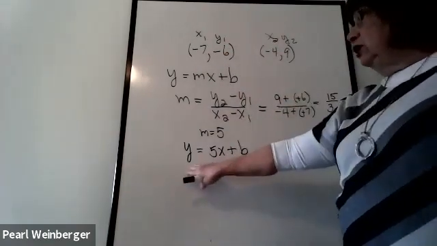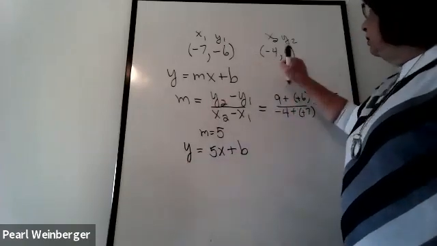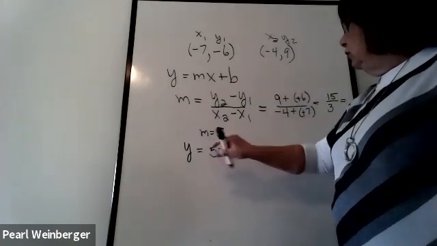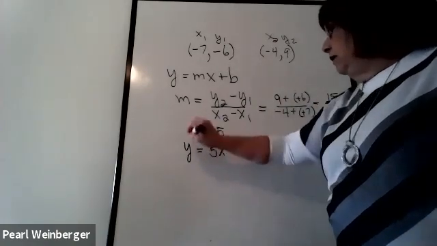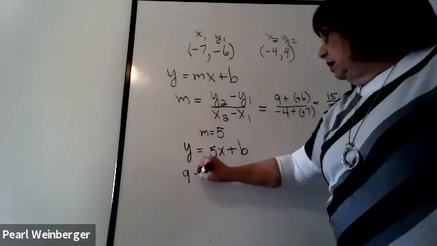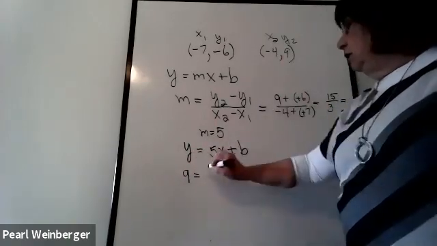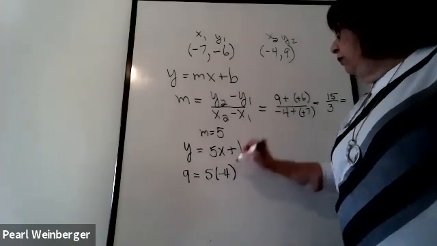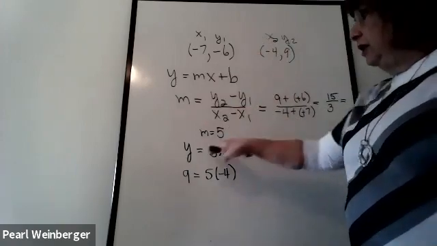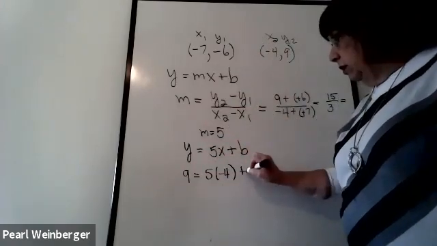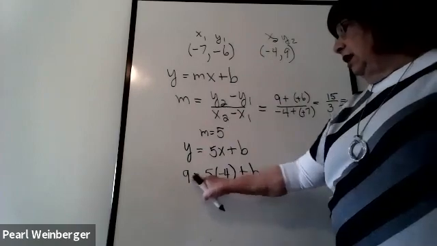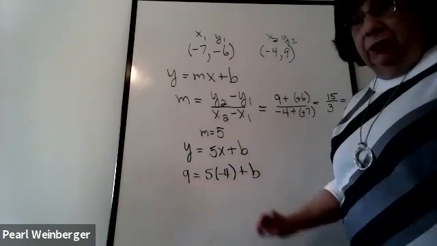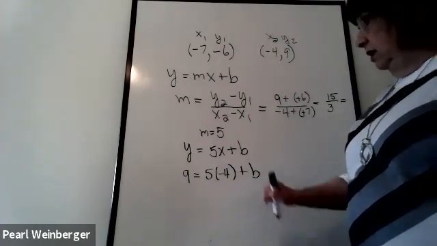So what I do is I just take either one of the points. This looks a little bit easier to work with, so I'm going to use that one, and stick it into the equation. That means in place of the y, I'm going to put a 9, and in place of the x, I'm going to put a -4. In order for a point to be on a line, it has to fit into the equation of the line. So this gives me 9 equals 5 times -4 plus b. And this will enable us to solve this equation.